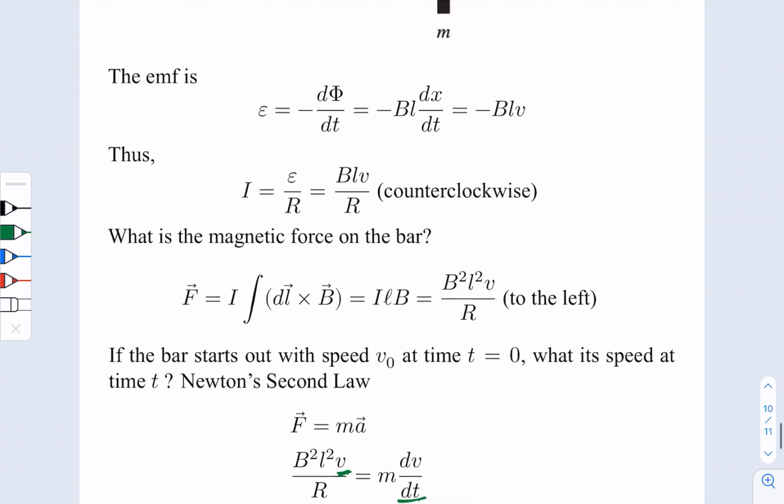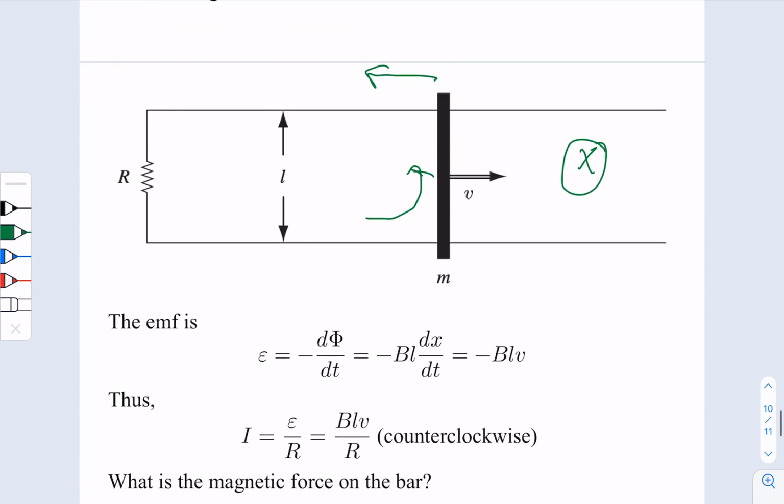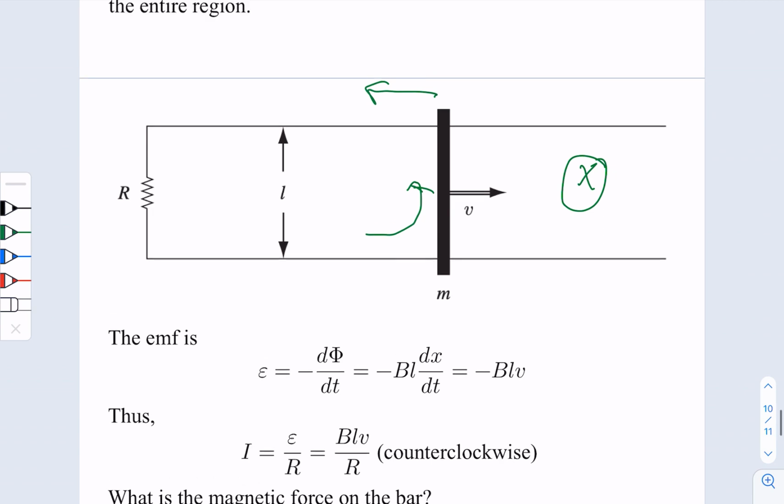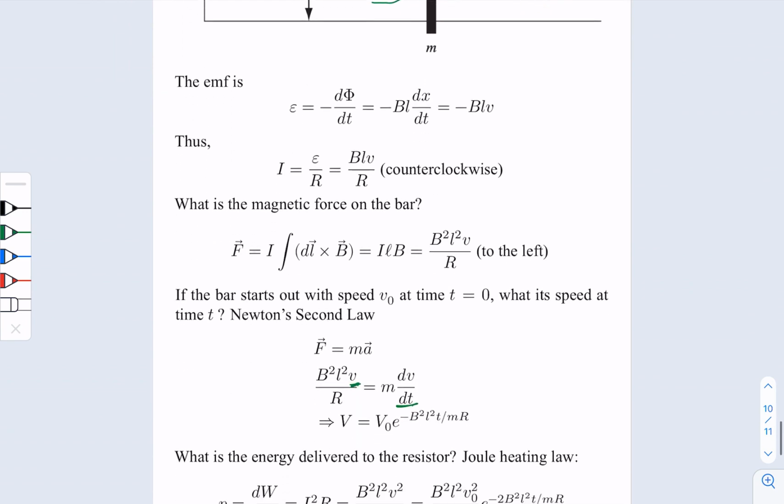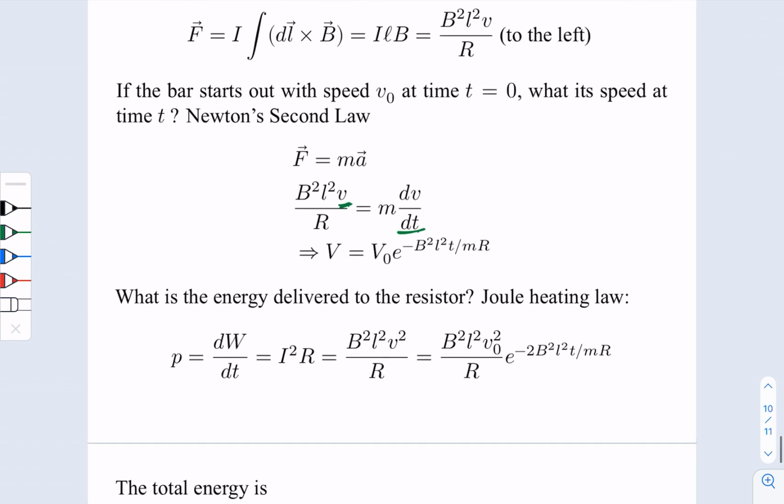So here what it means is that the velocity will exponentially slow down if you give it an initial velocity, and it will slow down exponentially. So what does this mean in terms of energy?